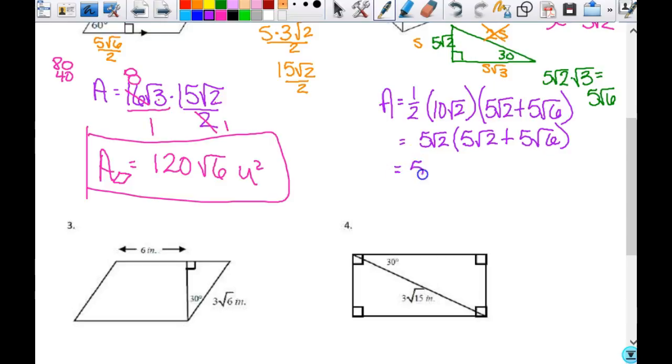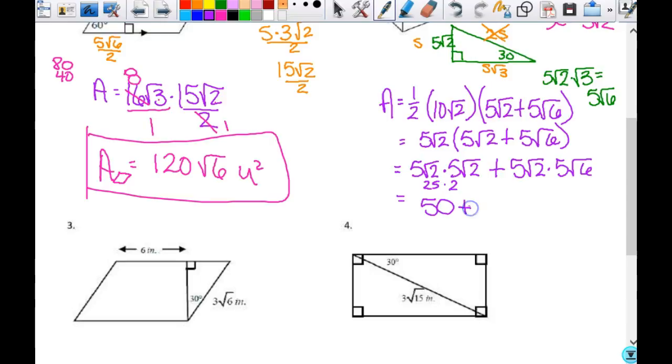So this is going to give me 5 square root of 2 times the 5 square root of 2 that's inside, plus 5 square root of 2 times the 5 square root of 6, which is inside. Okay, we all good with that? So here, 5 times 5 is 25, and the square root of 2 times the square root of 2 is 2, so that gives me 50, right, with no square roots on it.